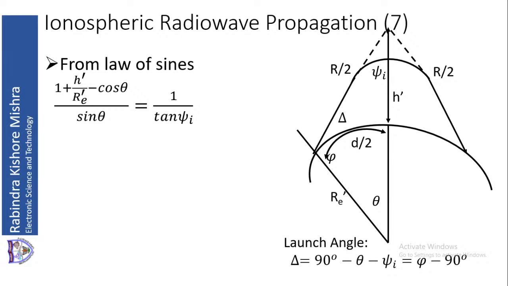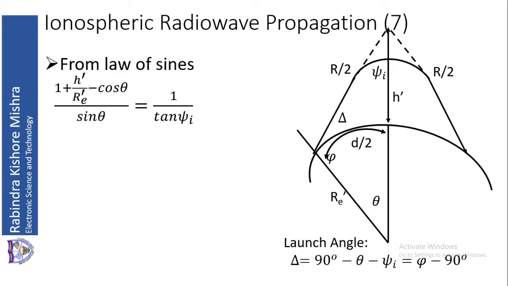In that right angle triangle, you will get cos theta is equal to r dash by this distance. So that distance is equal to r dash cos theta. So from that is what you get: (r dash cos theta plus h dash) divided by sine of phi is equal to r dash divided by sine of psi I.